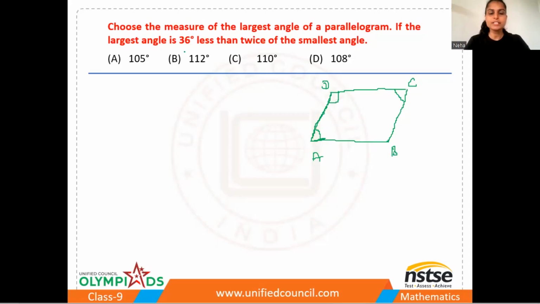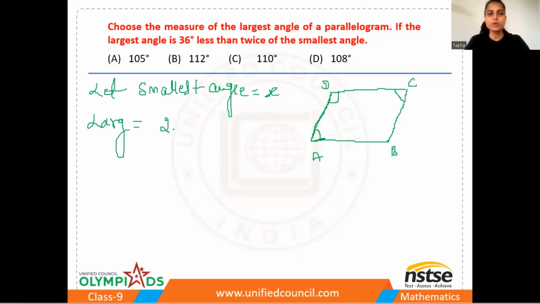So let's suppose the largest angle is 36 less than twice the smallest angle. Let's suppose the smallest angle is equal to X, right? Then what about the largest angle, students? In this case, the largest angle will be 36 less than twice the smallest angle. Twice the smallest angle and then 36 less. That means 2x minus 36. Perfect.